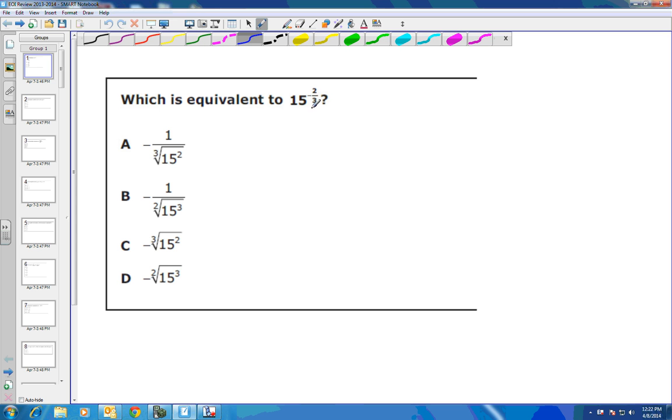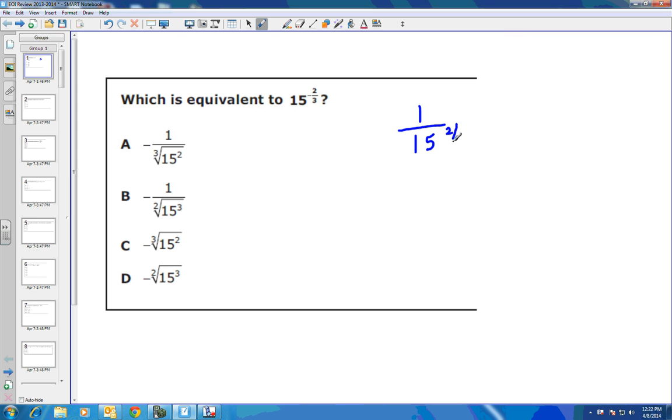What does that negative exponent mean? If it's a negative exponent, well, that means I just need to move that number down on bottom, right? 1 over 15 to the 2/3. A negative exponent does not make your answer negative. It just means I want a positive exponent, so move it down. So that's my answer, and all of these are negative. Okay, so my answer is not there.